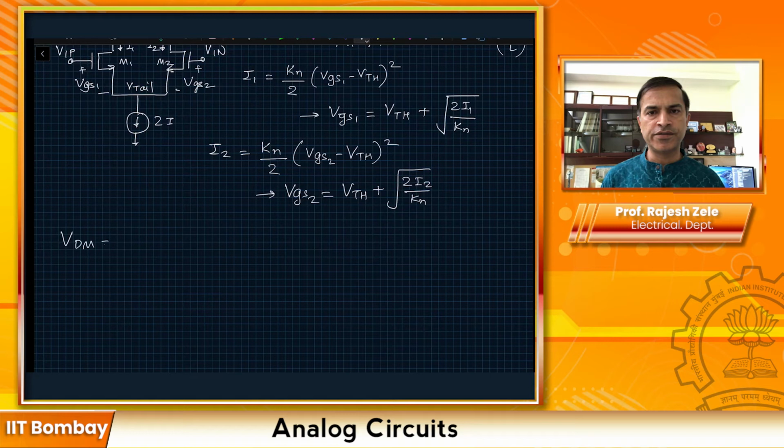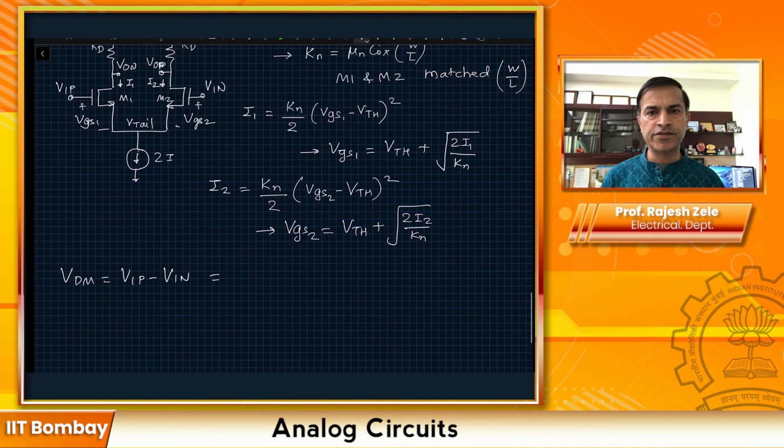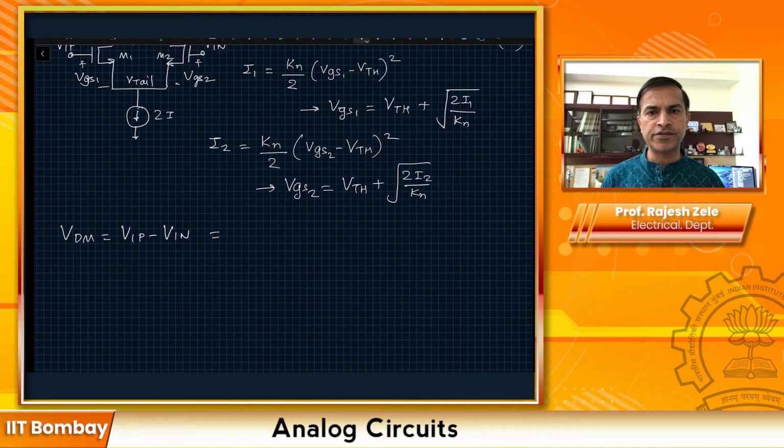So what is our differential input voltage? VDM is equal to VIP minus VIN, which, if you go around this particular loop here with KVL, from here to here, will be equal to VGS1 minus VGS2. So then you can write the expression: square root of 2I1 divided by Kn minus square root of 2I2 divided by Kn.